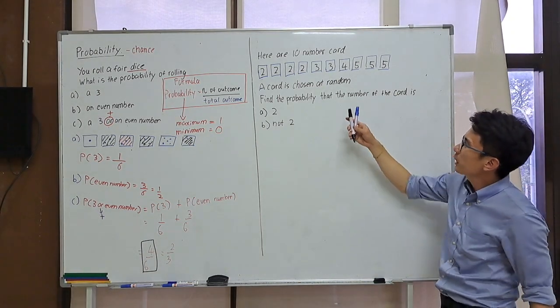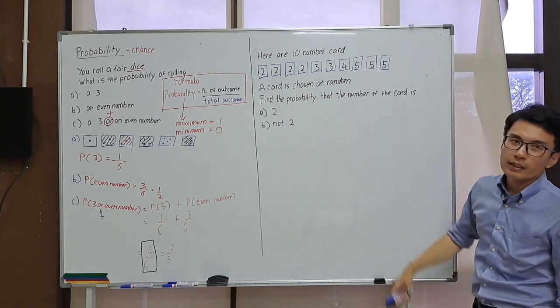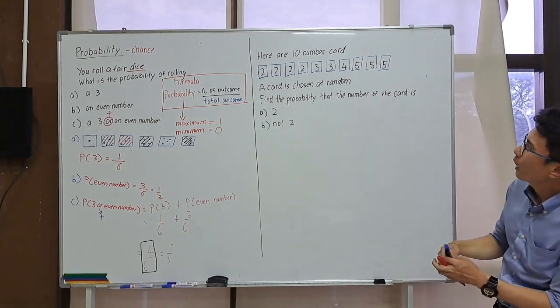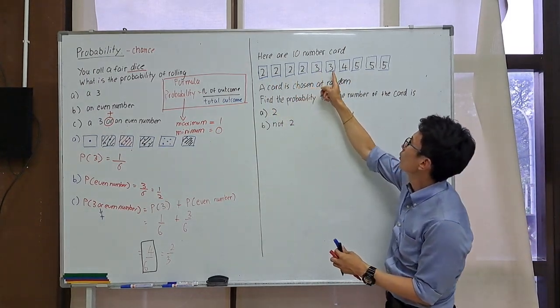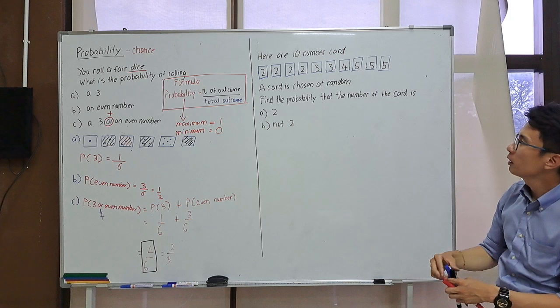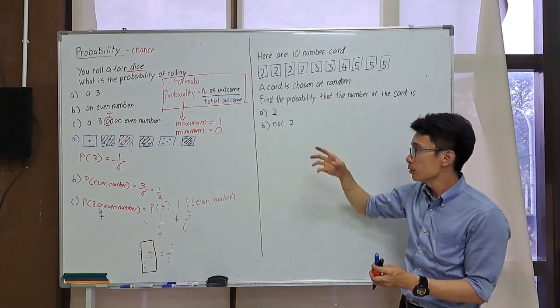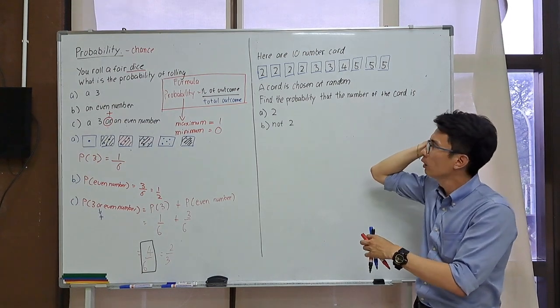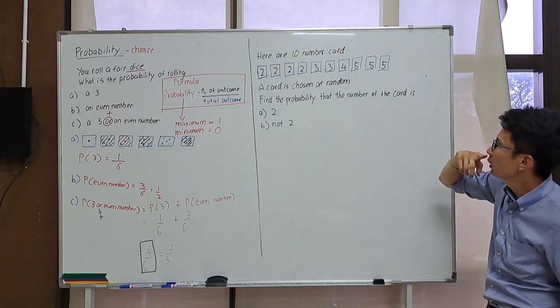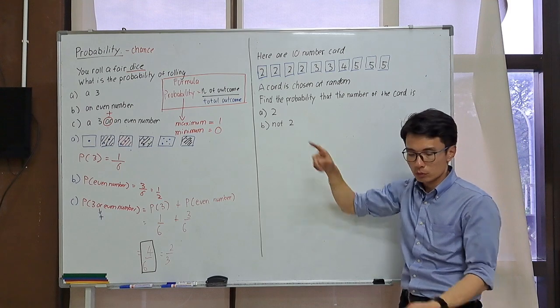Now, let's take a look at this second example over here. I have 10 number cards, you can see here: 1, 2, 3, 4, 5, 6, 7, 8, 9, 10, okay? A card is chosen at random. Just imagine all these cards in the back, you just put your hand in and draw one card. Find the probability that the number of the card is 2.